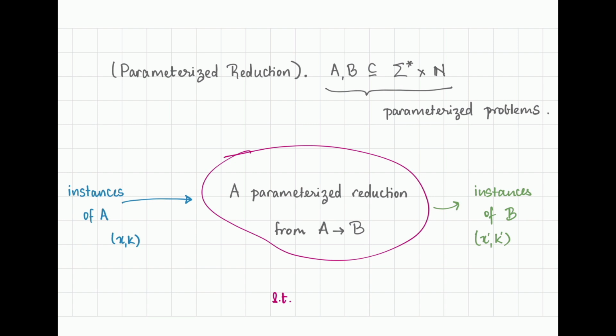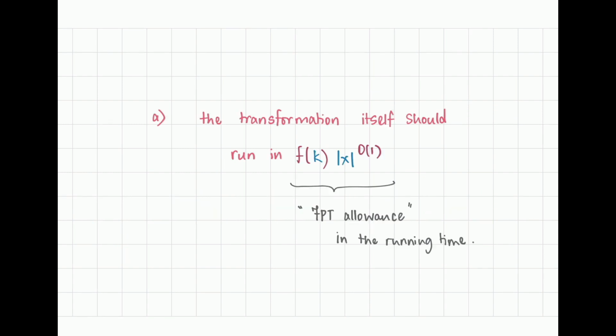So the first thing that we want out of a parameterized reduction is that the reduction itself should run in time that is FPT in the parameter of the source instance, or the instance that you're reducing from. The reason for this is that this is the first step of your ultimate algorithm for problem A, right? So you're going to run the reduction and then you will do whatever. So if this first step itself is doomed, then your plan will fail. So your parameterized reduction itself should run in FPT time.